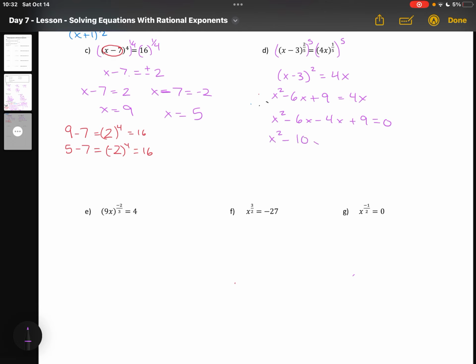So I've got x squared minus 10x plus 9 equals 0. That factors nicely into x minus 1 and x minus 9, which means that I also have two solutions to this equation, x equals 1 or x equals 9.